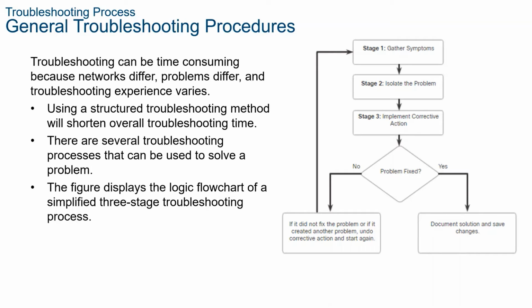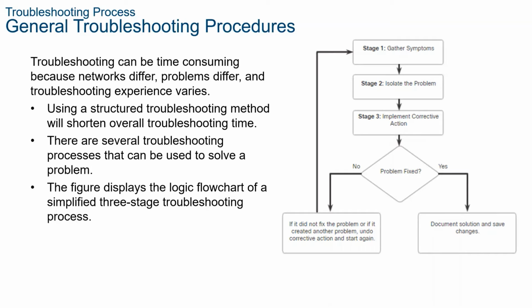However, these methods are not static. The troubleshooting steps taken to solve a problem are not always the same or executed in the exact same order. There are several troubleshooting processes that can be used to solve problems. The figure displays the logic flowchart of a simplified three-stage troubleshooting process. However, a more detailed process may be more helpful to solve a network problem.